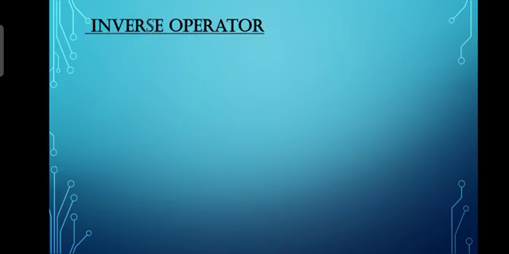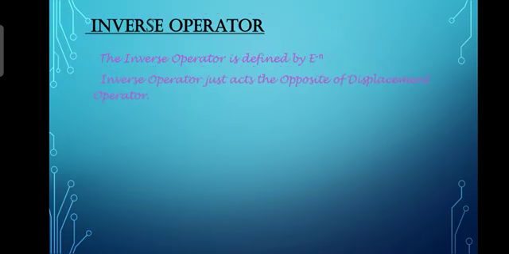Now we can move forward to the inverse operator. Inverse operator is an operator which is defined by E raised to minus n. Inverse operator just acts the opposite of displacement operator. E raised to minus n f of x is equal to f of x minus nh is the basic equation of the inverse operator. If we put the value of minus 1 in place of n, we write E raised to minus 1 f of x is equal to f of x minus h. Moving forward again, E raised to minus 2 f of x is equal to f of x minus 2h. This is how we go in this inverse operator.